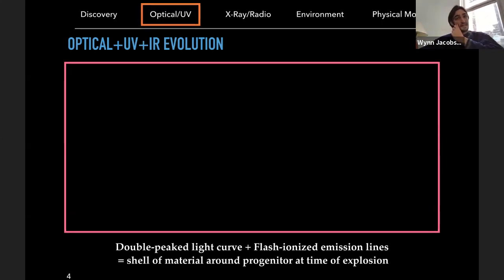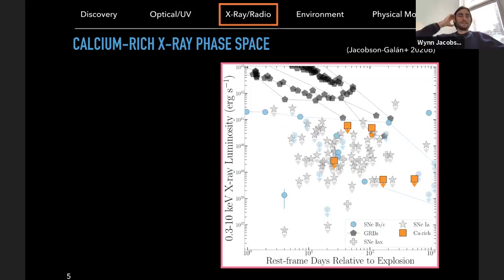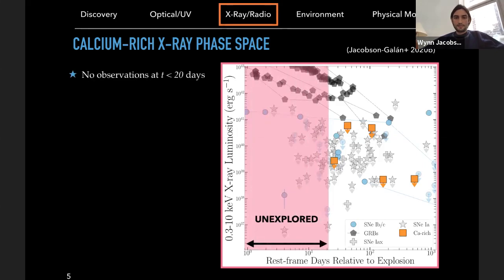So that's super cool. So this was the optical, UV and IR, but moving on to the high energy, the interesting stuff. If we look at the phase space of calcium-rich transients prior to 19EHK, we see in orange, this is how we've observed calcium-rich transients in the past and some other hydrogen-poor supernovae. But what you might notice is that this phase space is really unexplored. So this is less than 20 days after explosion. We've just never gotten on target.